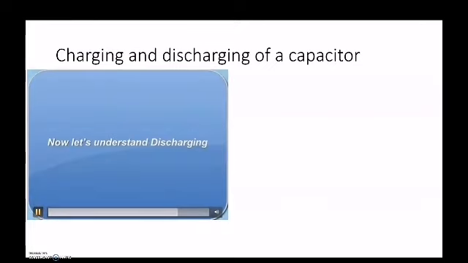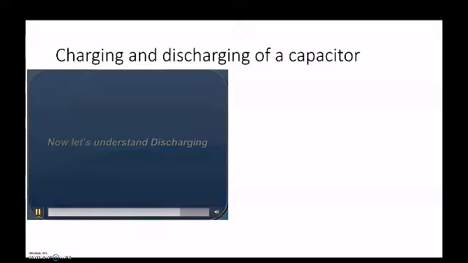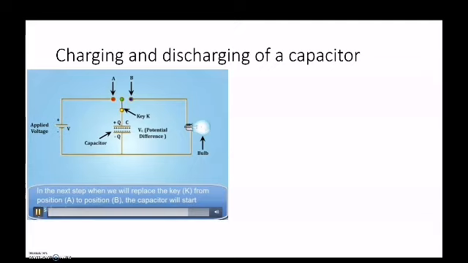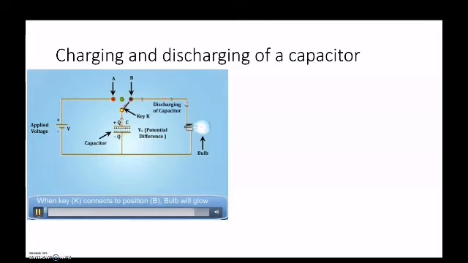Now let's understand discharging. In the next step, when we replace the key K from position A to position B, the capacitor will start discharging. When key K connects to position B, the bulb will glow with high intensity. The intensity of the bulb and the voltage between the capacitor's plates drop down gradually to 0, which completes the discharging phase.